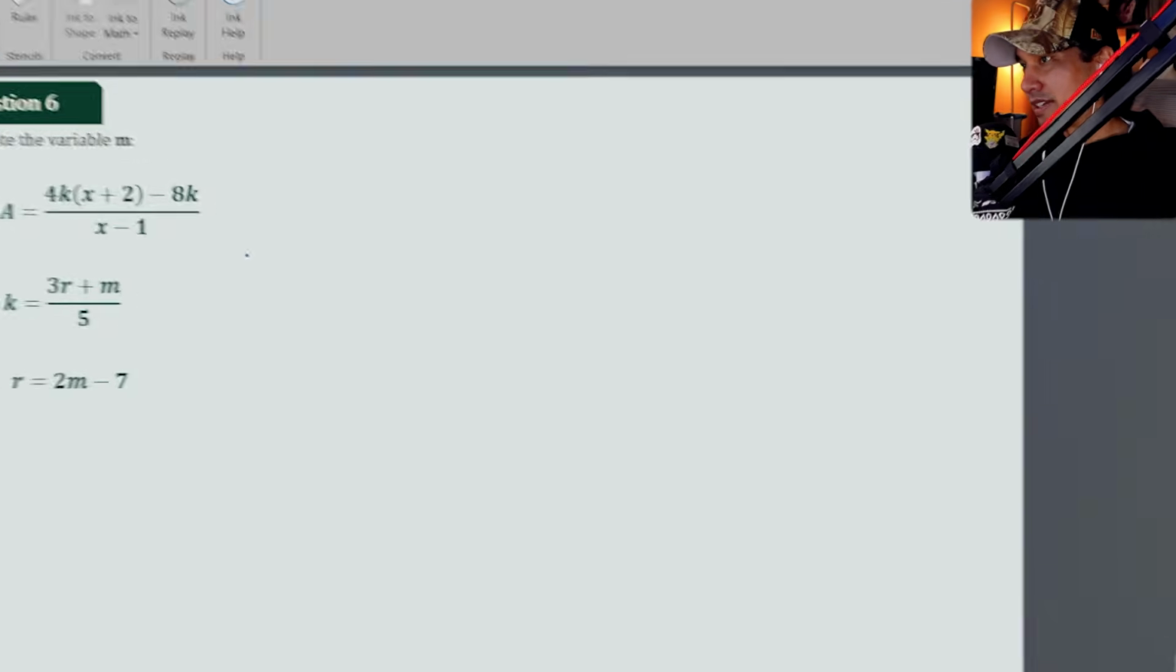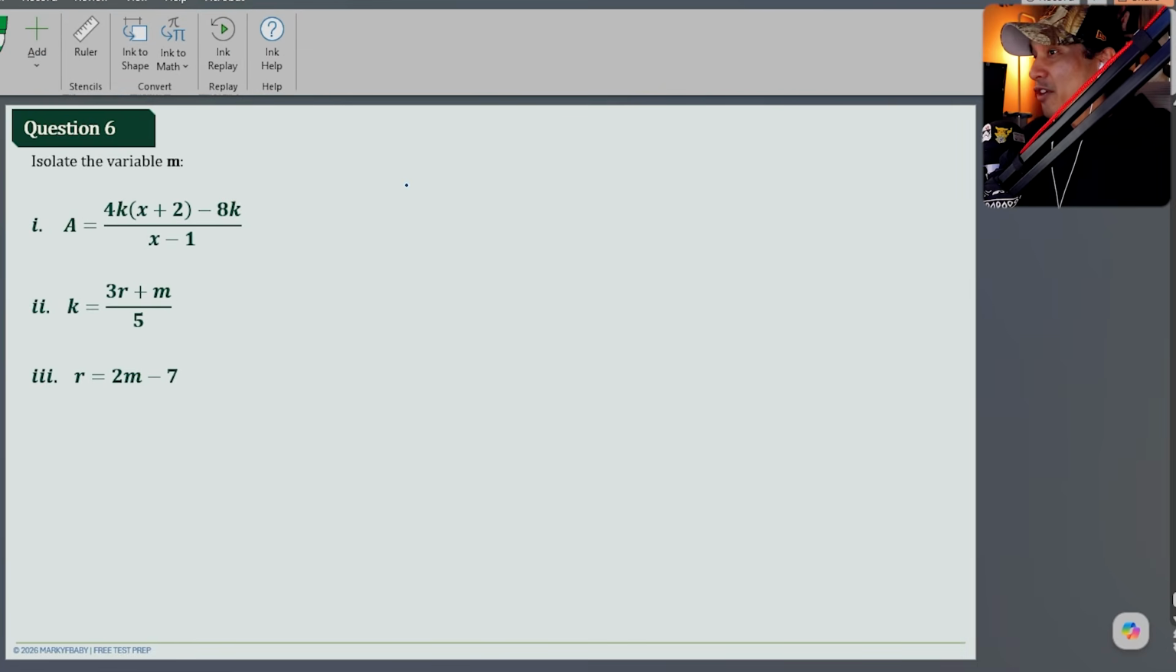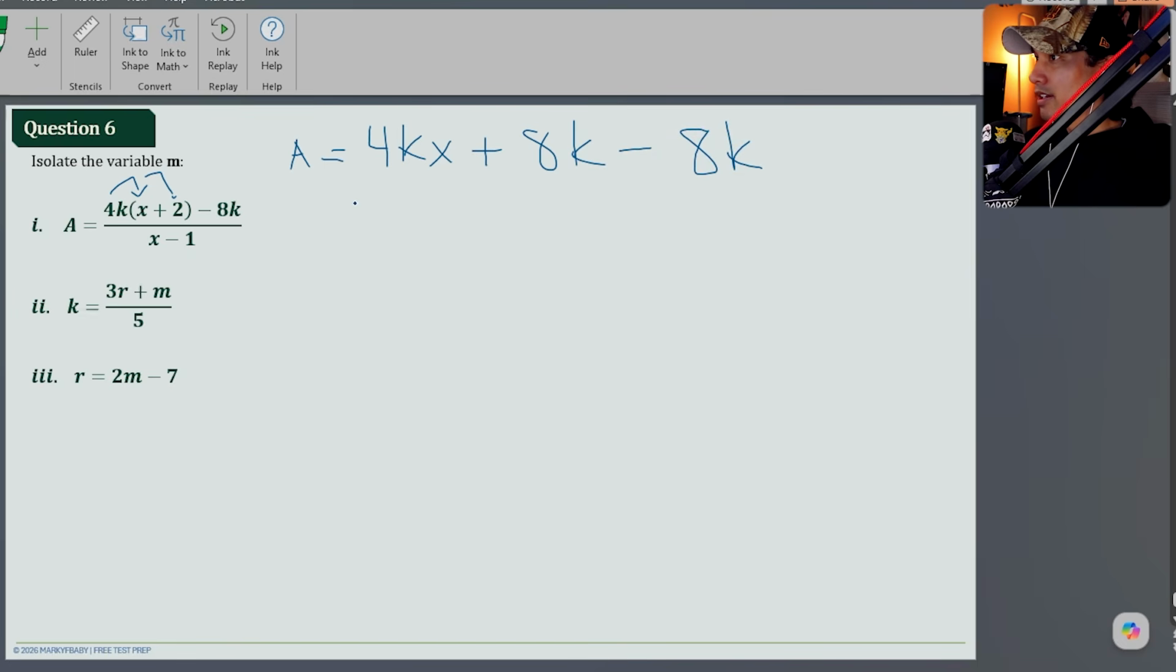So let's proceed. Question number 6. This is like the 5th redo because I keep making mistakes. And here's the thing, folks, even I will make mistakes. So let's go ahead and do it. A equals 4kx plus 2. What I would do first is I would distribute this 4k, giving me a equals 4kx plus 8k minus 8k, everything over x minus 1.